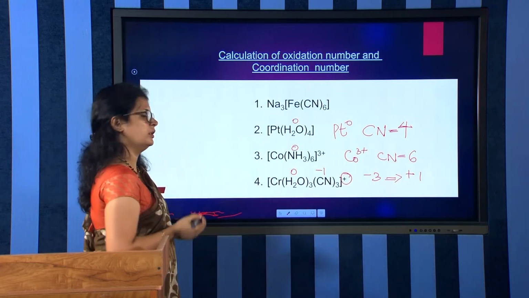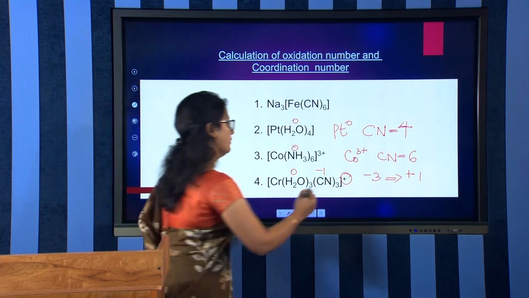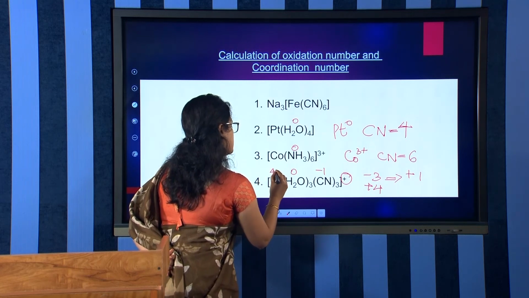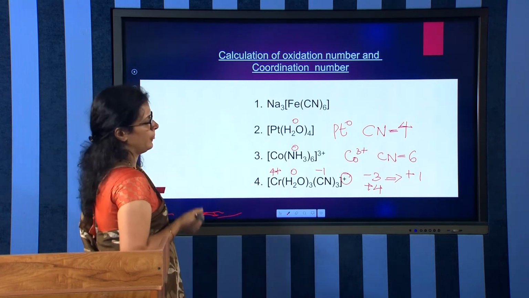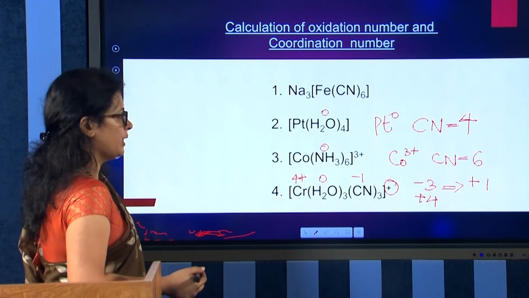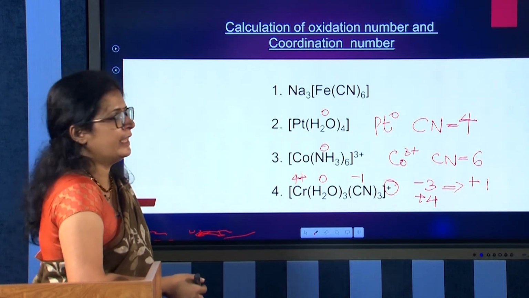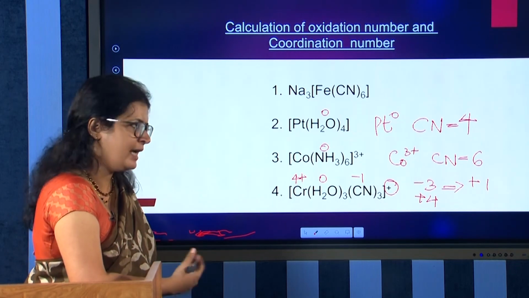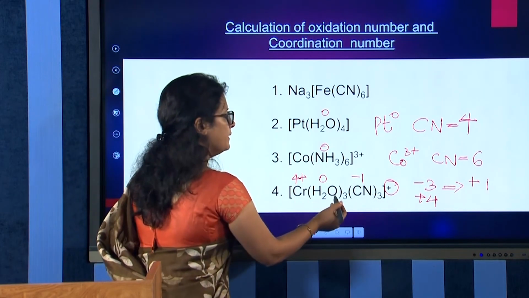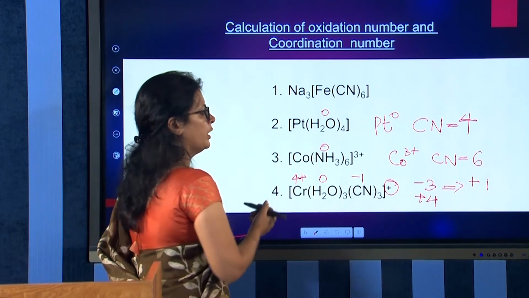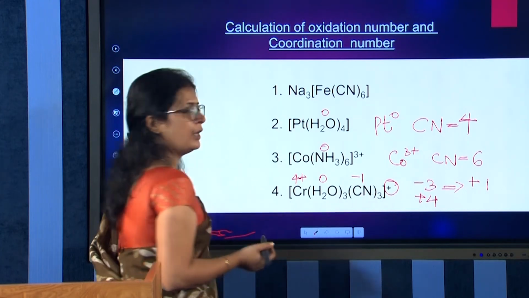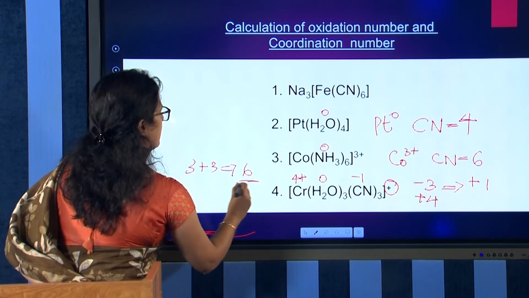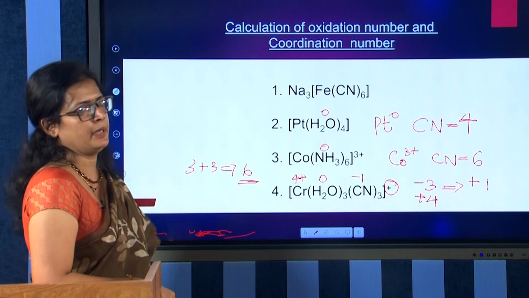What should be the oxidation state of chromium? It should be +4. Okay. So, chromium has a +4 oxidation number. And to calculate the coordination number, again you can count the number of ligands. Both the ligands are unidentate or monodentate ligands. So, you can just add the number of ligands here. We have 3 H2O ligands plus 3 cyano ligands. So, 3 plus 3, that is 6. Coordination number is 6 in this complex.